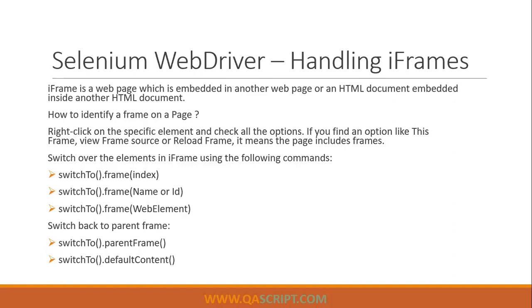Now, how can you identify a frame on a page? You can right click on an element on the page which seems to be an iframe, and check out all the options. If you find something like this frame, view frame source, reload frame, that means it includes frames. Or you can also go to your HTML DOM and search for iframe, and you will probably find all the iframes present in the page.